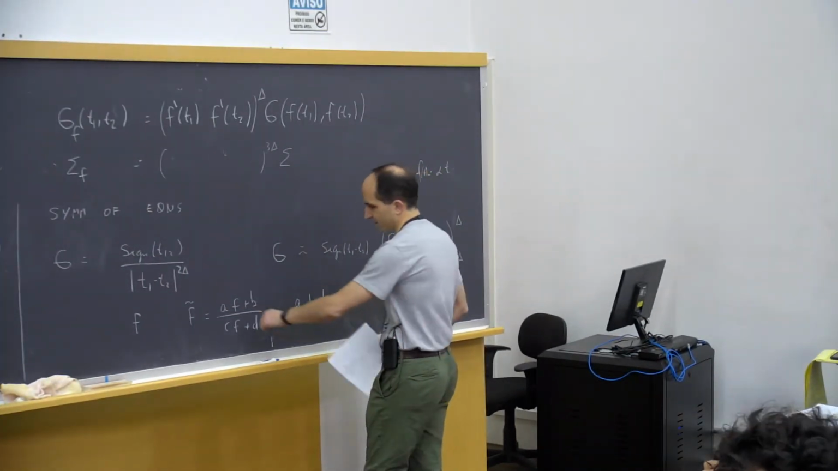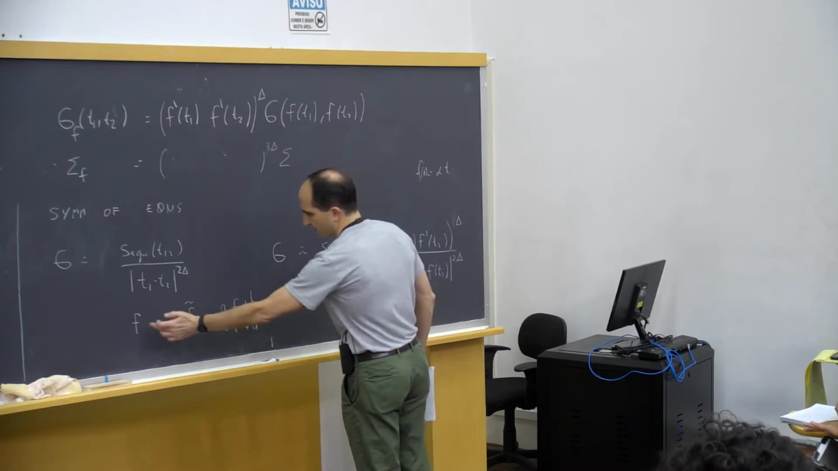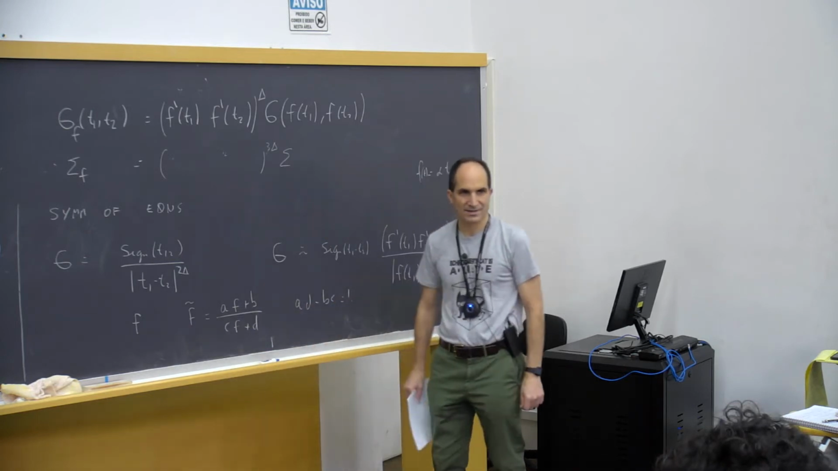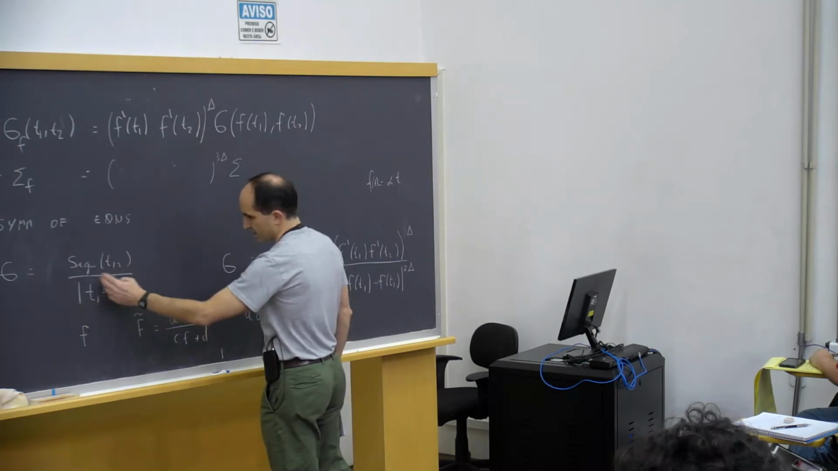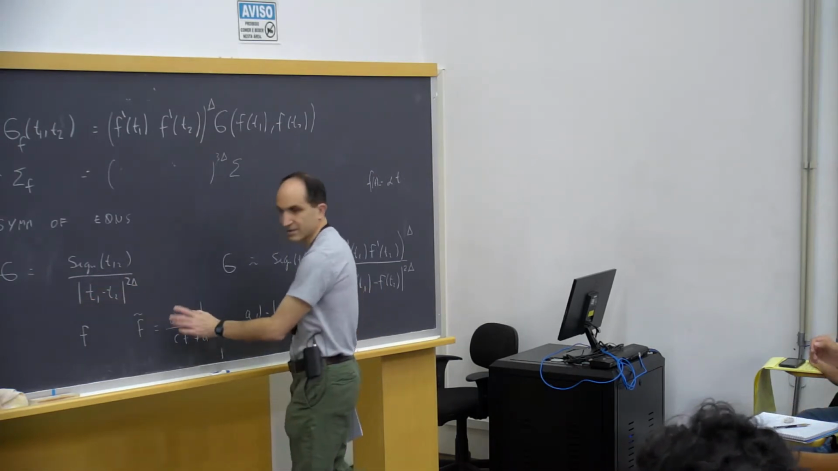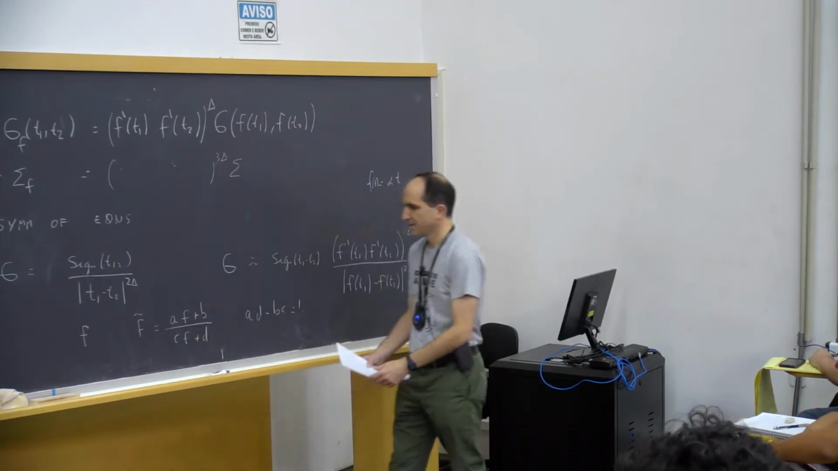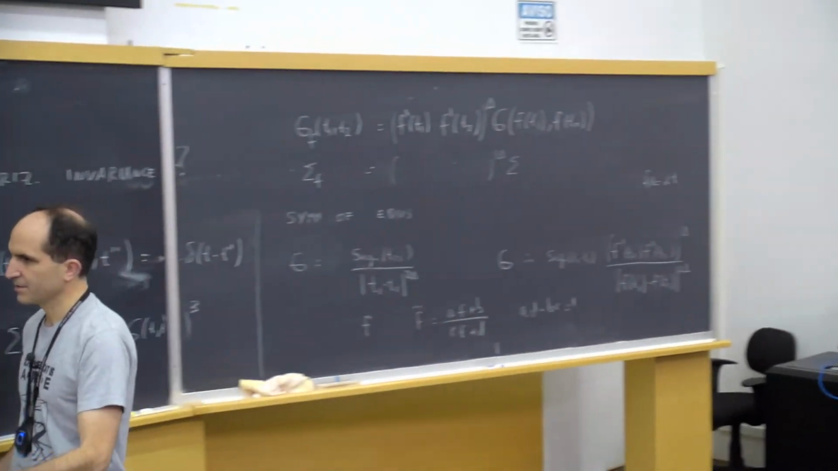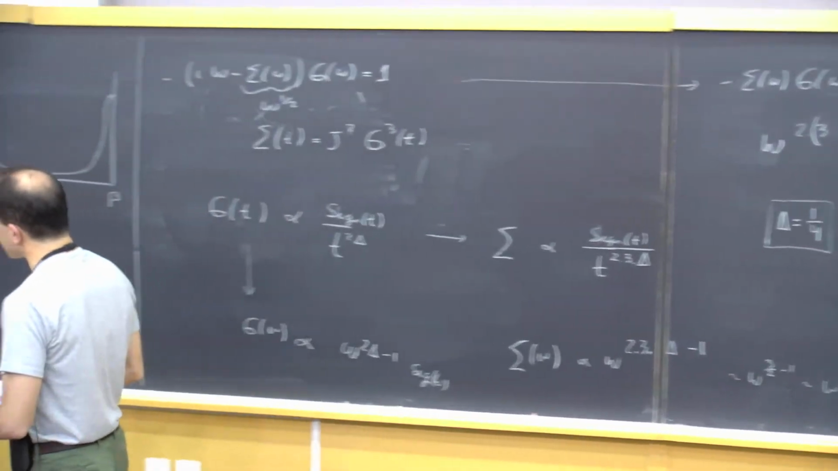So for such a new function, the G we get from this one and the G we get from this one will be exactly the same. The reason is that this original expression is invariant under a reparameterization of the time of this form, (a t plus b) over (c t plus d). So the space of inequivalent functions is diffeomorphisms of S1 divided by SL2, sorry.